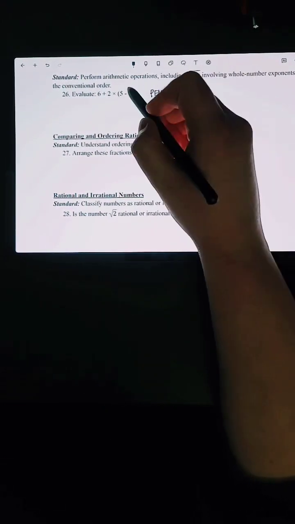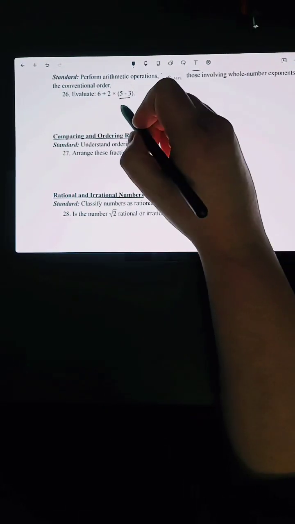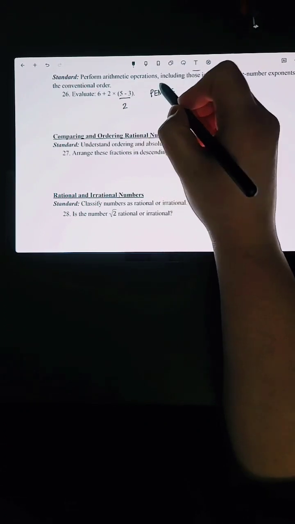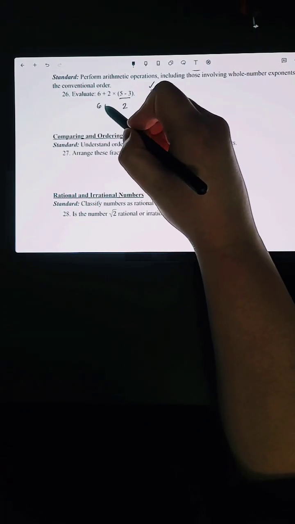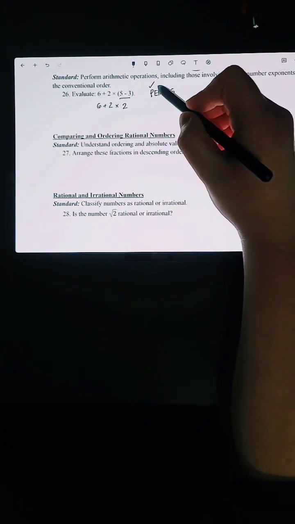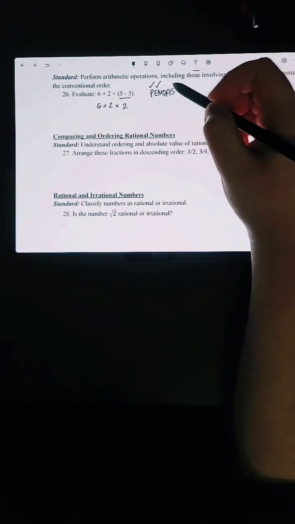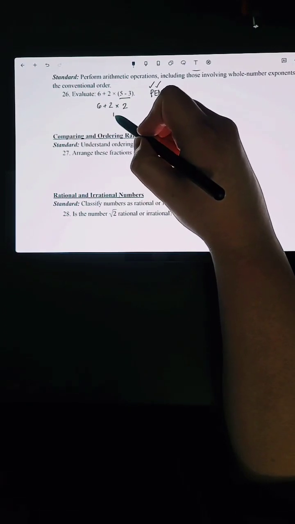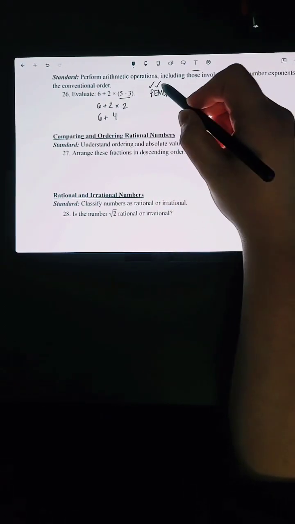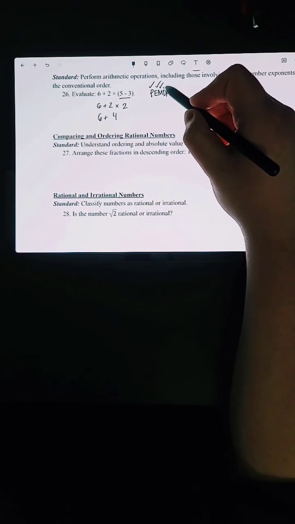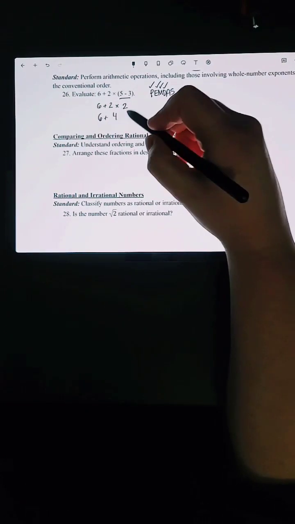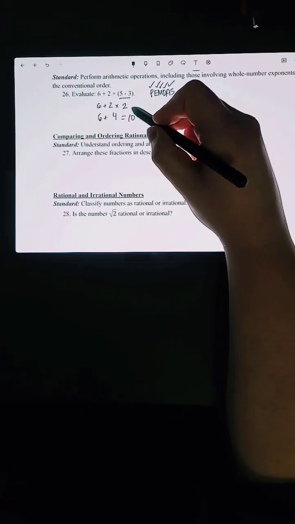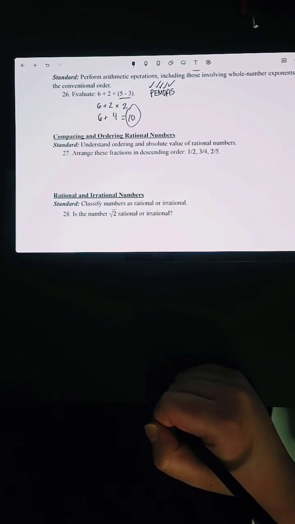So let's start with P. We have something in parentheses, so that's what we're going to do first. 5 minus 3 is just 2. So we did parentheses, and now I'm going to copy down the rest of the problem. So then exponents, there's no exponents, so we can skip that. Then we have to do any multiplication. There is multiplication. 2 times 2 is 4. And then I copy down the rest. There is no division, so we can skip that. There's addition. 6 plus 4 gives us 10. So that would be our final answer.